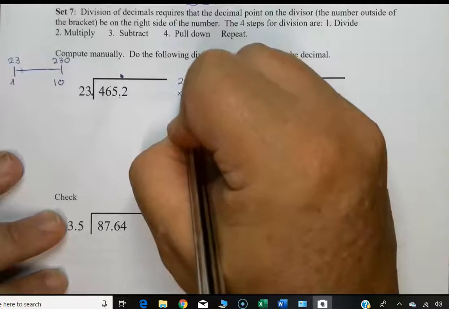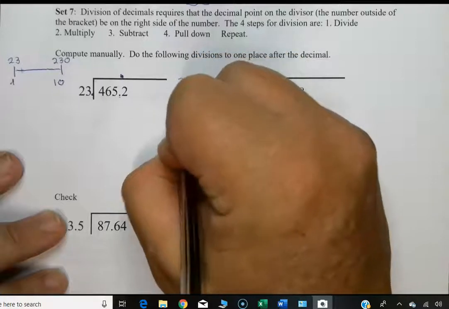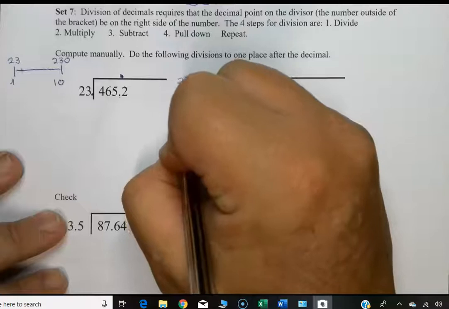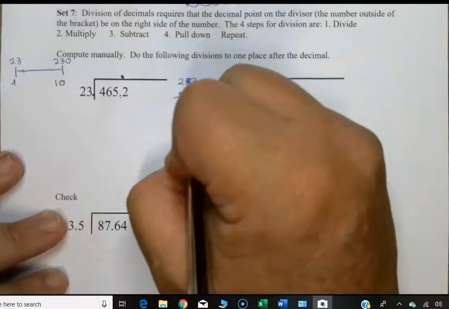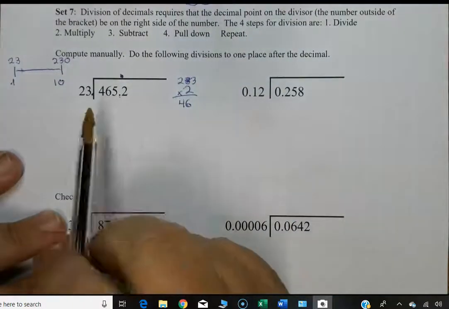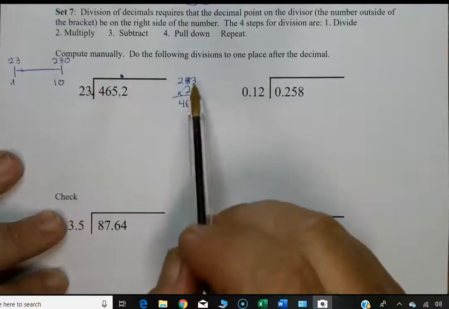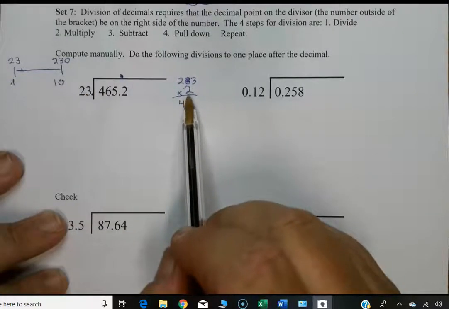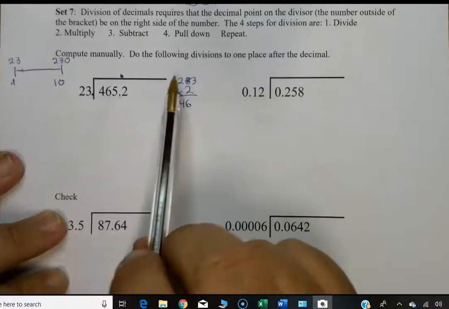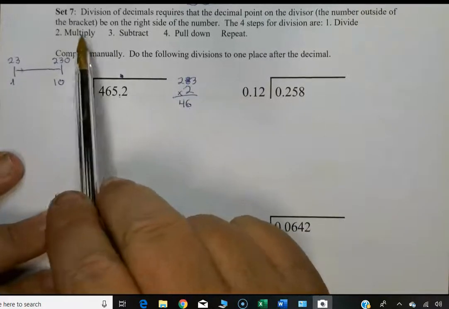Whoops, that's a 23. So 23. Okay, so 2 times 3 is 6, 2 times 2 is 4. So yeah, 2 times 23 is exactly 46. So we did a division, 23 into 46. We guessed that the number was 2. We multiplied 2 times 23. That's our multiply step, excuse me.